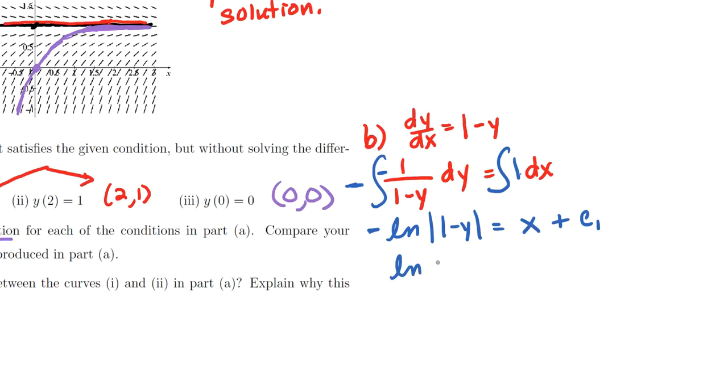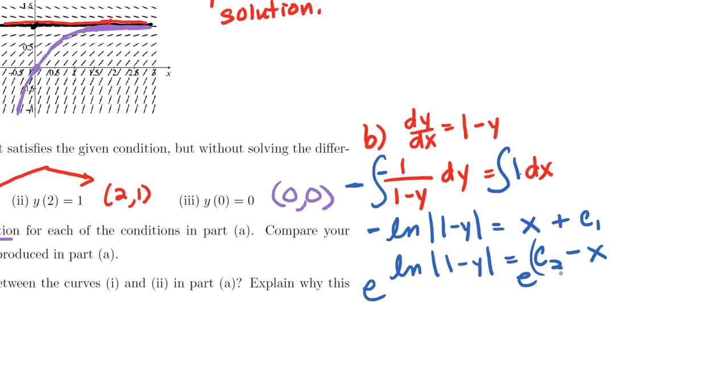And I think I'm going to simplify that right away by multiplying the other side by negative. So I'm going to make this a c2 minus an x. How come I don't have to make the constant negative? Because it could be any constant. And then I'm going to exponentiate both sides.